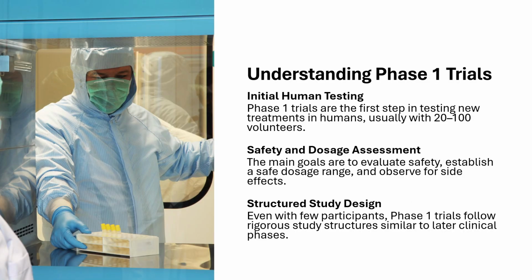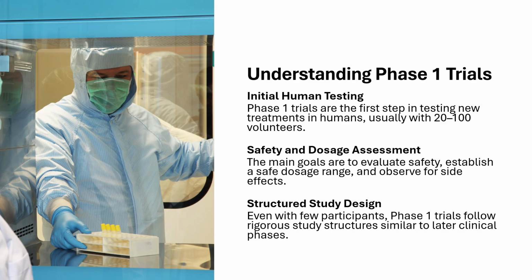Initial human testing, as in Phase 1, is the very first time a new drug or intervention is tested in human beings. It typically involves 20 to 100 healthy volunteers, or in some cases, patients with the targeted condition. These trials help researchers understand how the drug behaves in the human body: how it's absorbed, distributed, metabolized, and excreted. This is often referred to as pharmacokinetics or pharmacodynamics.